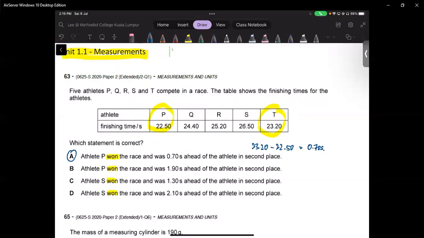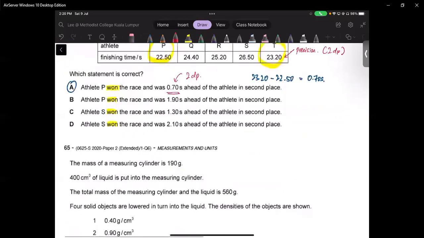So this, I want to point out something. All this, the precision, meaning the stopwatch's decimal is up to 2 decimal points. So whenever you write this out, let's say in paper 2, you also must write this in 2 decimal points. So even though the answer is 0.7, you shouldn't write your final answer as 0.7, it should be 0.70. There are small technicalities.